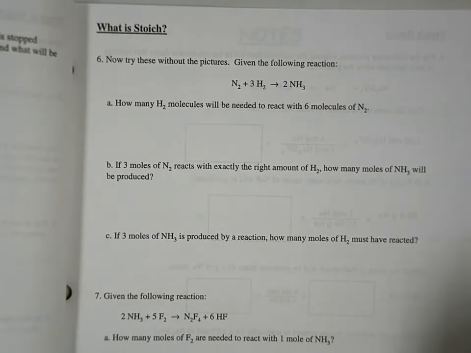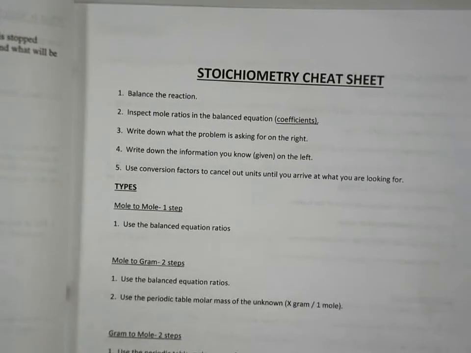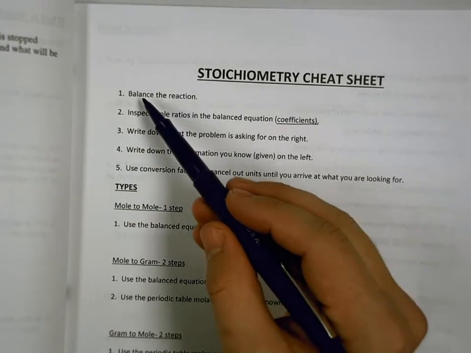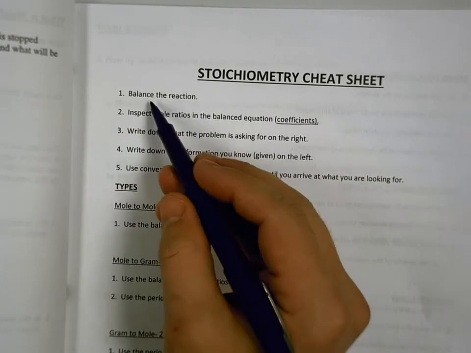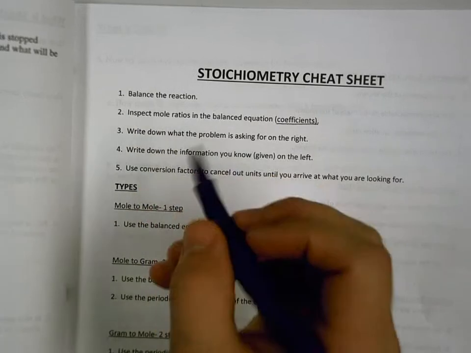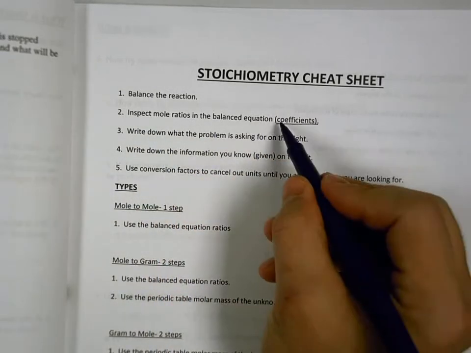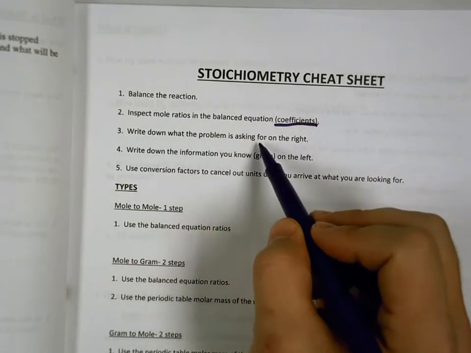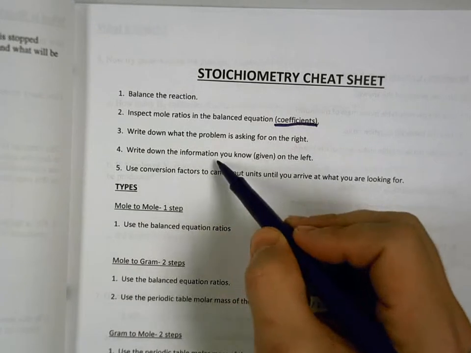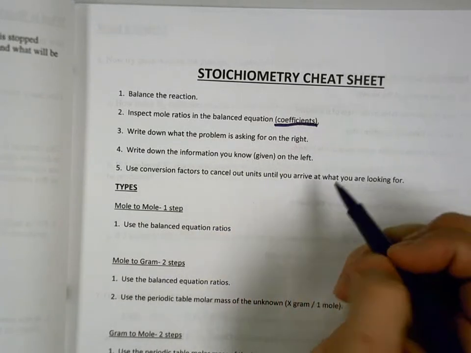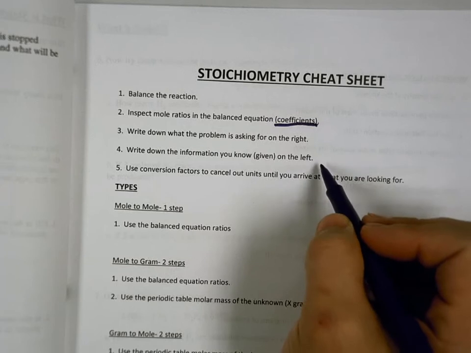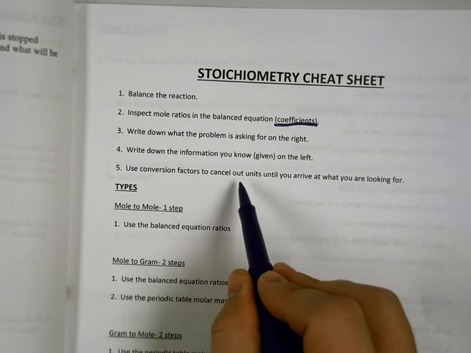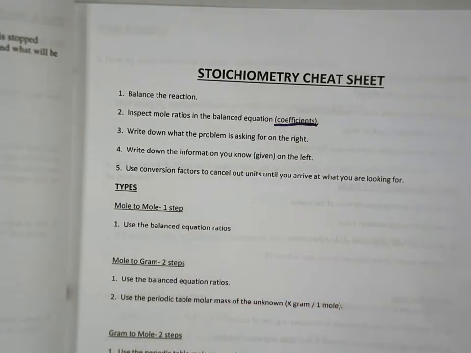So before we start these problems, let's go ahead and review the 5 steps of solving any stoichiometry problem. Number 1, look at the balanced equation and make sure you balance it if it's not done already. Number 2, inspect the mole ratios in the balanced equation. These are those coefficients listed before each substance. Next, write down what the problem is asking for on the right hand side of the page and write down the information you know, what's given to you, on the left side of the page. Let's make sure for both of these that we have units and we're writing the substance we're talking about. Lastly, let's use conversion factors to cancel out units until we arrive at what you're looking for.